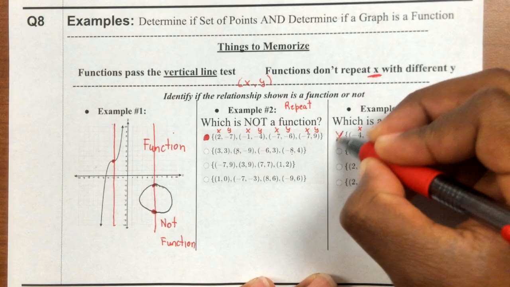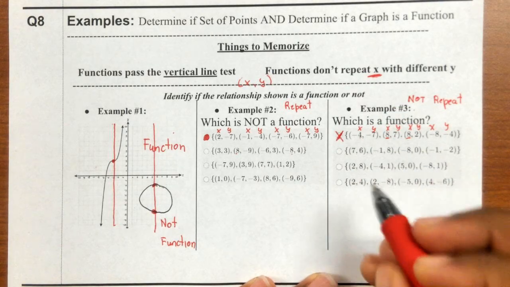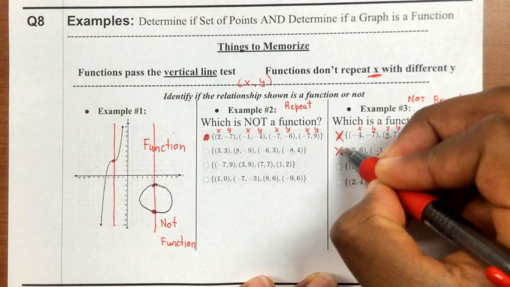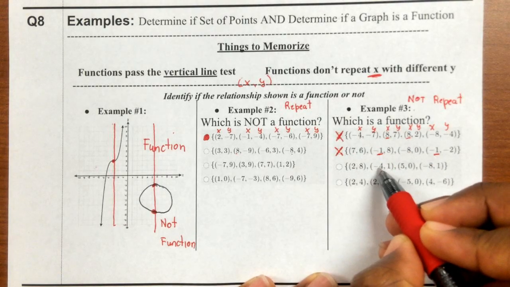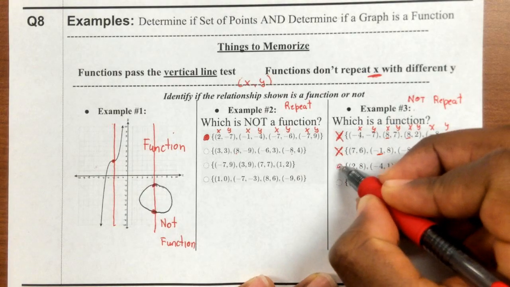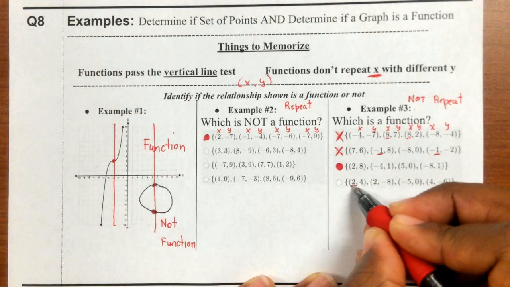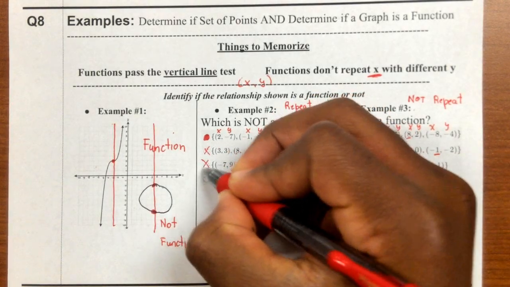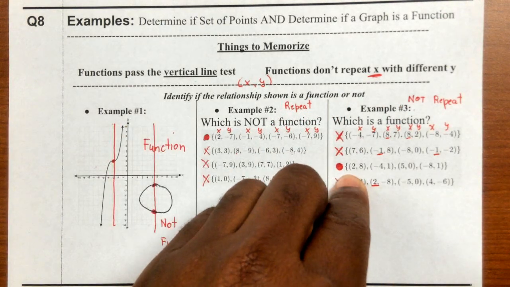This is incorrect. 7, -1, -8, -1. Here, the -1s repeat, so this one is not a function. We're looking for which one is a function. 2, -1, 5, -8. None of those x values are the same, so this is the one that is a function. This one is not a function because the 2s repeat. So again, just like that, this was the answer for this one, and this was the answer for this one.